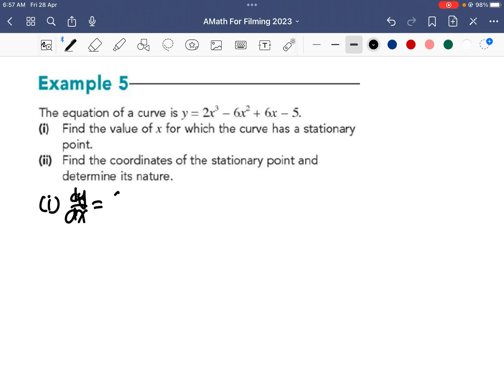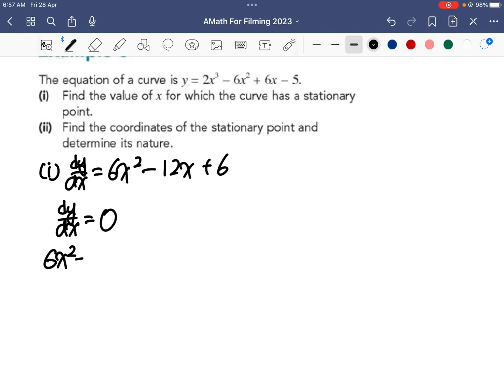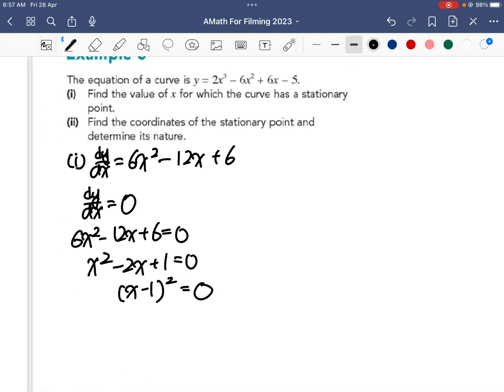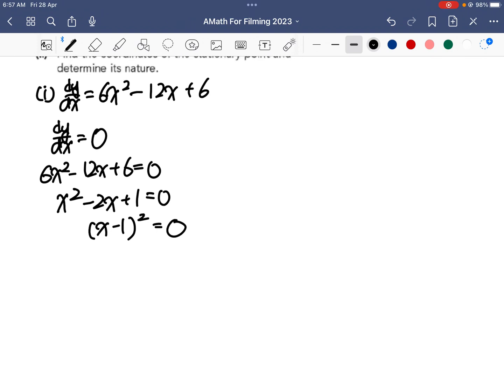I differentiate, so I get 6x squared minus 12x plus 6. At a stationary point, my gradient is equal to 0. So 6x squared minus 12x plus 6 equals 0. To make life easier, dividing everything by 6, we get this. Then we get (x minus 1) squared equals 0. Therefore, at x equals 1, there is a stationary point.